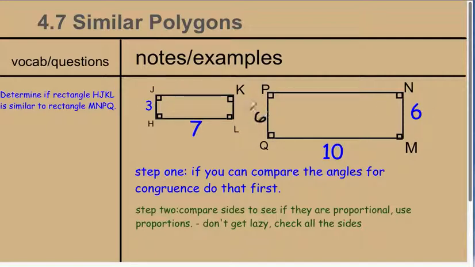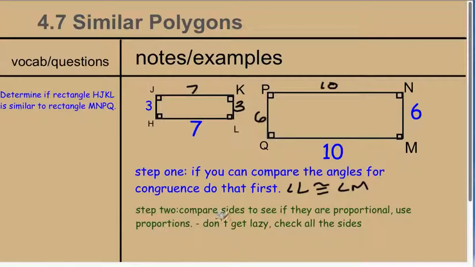I know that I could fill in a 6 here and a 10 here. I could fill in a 3 here and a 7 here just due to the properties of this particular polygon. Now it says if you can compare the angles for congruence first, do that. I did. I could say that angle L is congruent to angle M and some others.